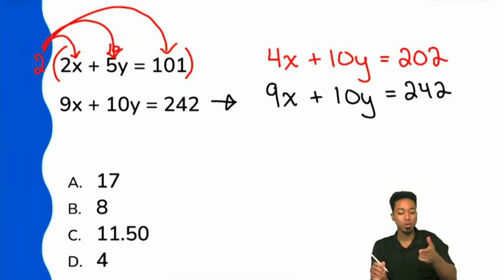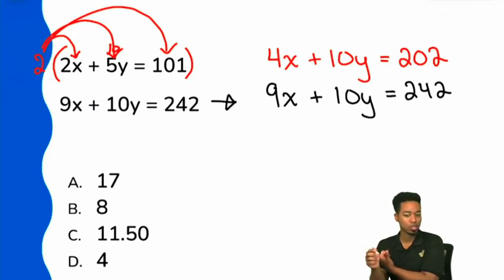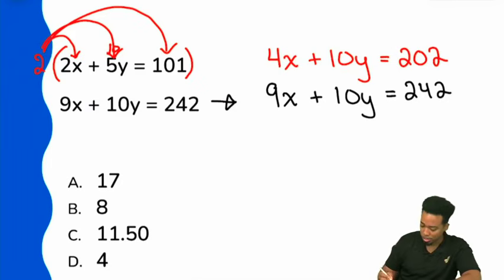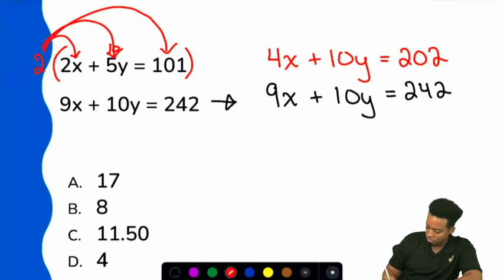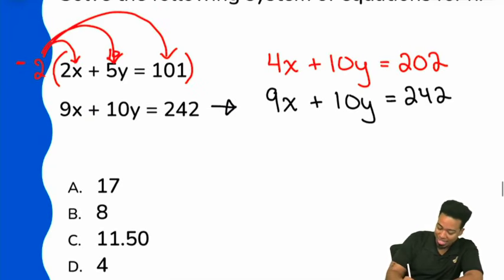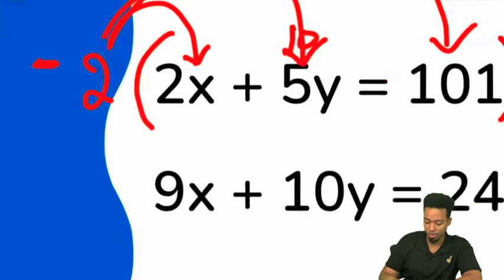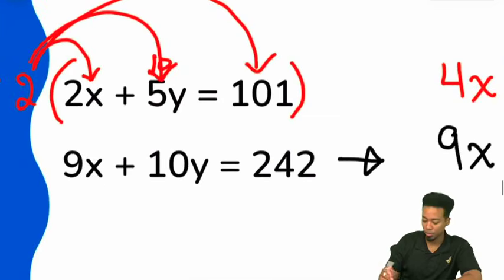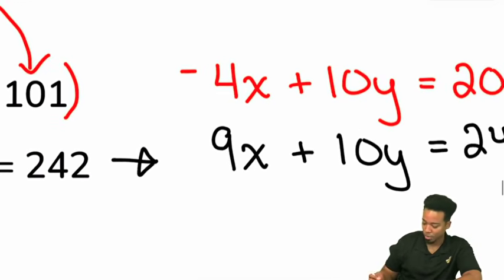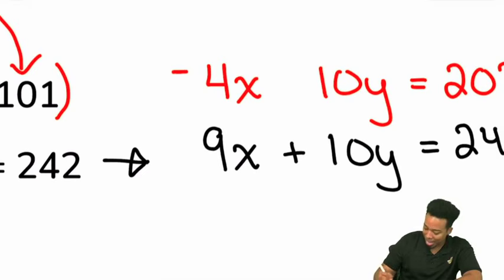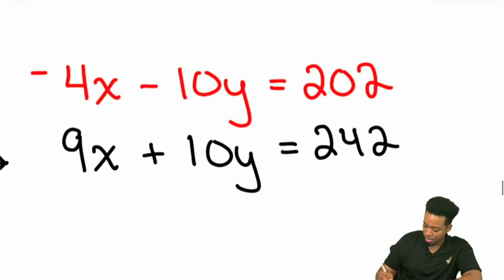So for those of you asking where the negative is for the negative 2 that we should have multiplied, that's the logic I'm using. You can go that way, or if we wanted to, you could have multiplied by a negative 2, right over here, making this a negative 4x minus 10y equals negative 202. I know more of y'all got this and went this way instead.